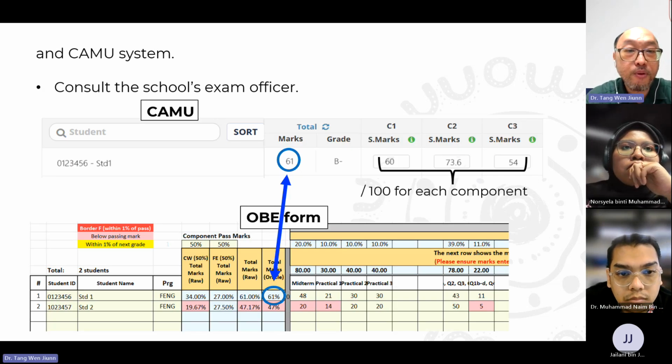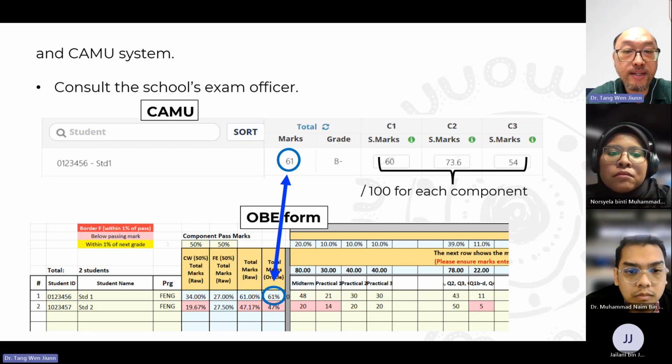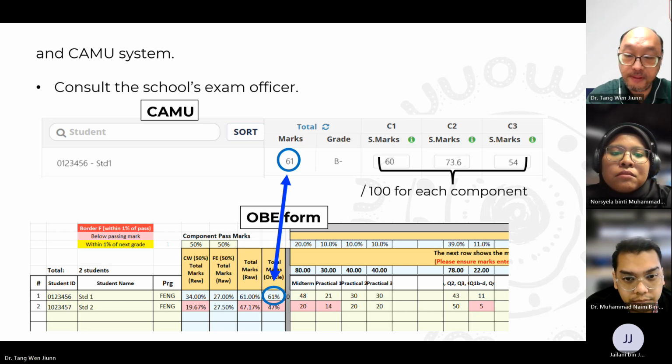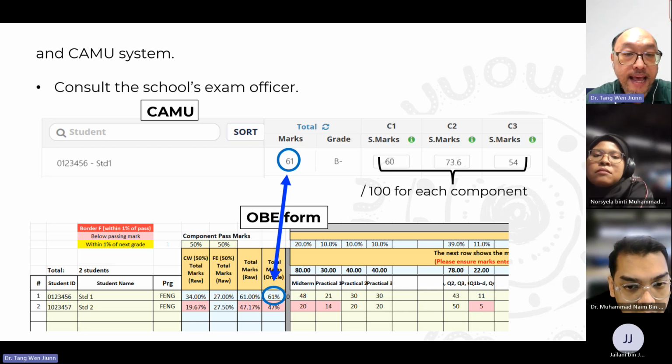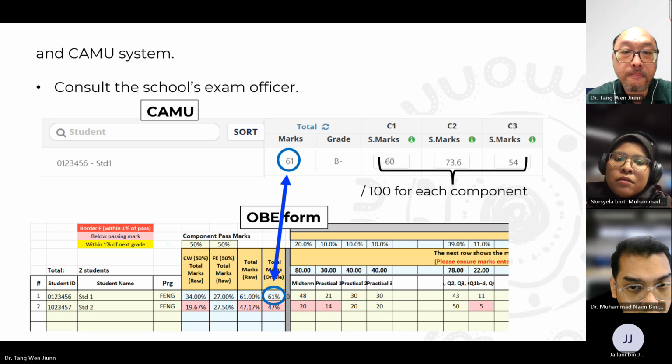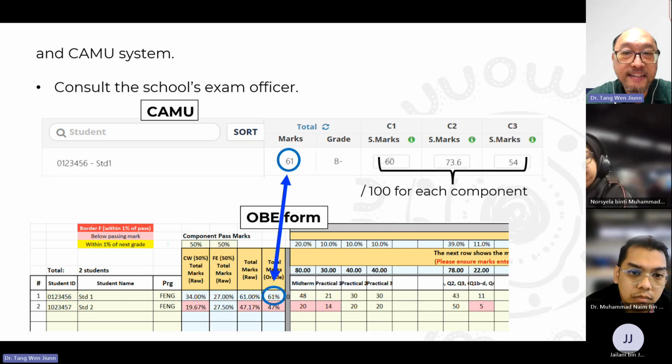Then we have to key in those marks in the CAMU system as well. For the CAMU system, make sure the components are converted to 100% for each component. Lastly, after the final exams, we have to make sure the total in the CAMU tallies with the total in the OBE form. If you have tried to key in marks in your CAMU, you notice over here they have this function. You click here, then you will see this part here.